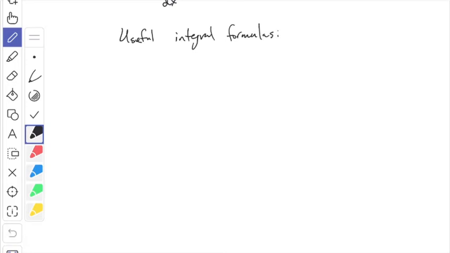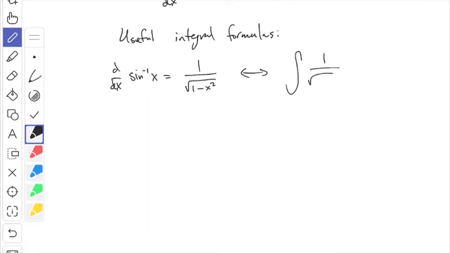The first one actually turns out to be not as useful, but anyway, the derivative of inverse sine is 1 over the square root of 1 minus x squared, right? And that means you can rewrite this as an integral. It means the integral of 1 over the square root of 1 minus x squared dx is inverse sine of x plus c, right? And this is a new integral formula.